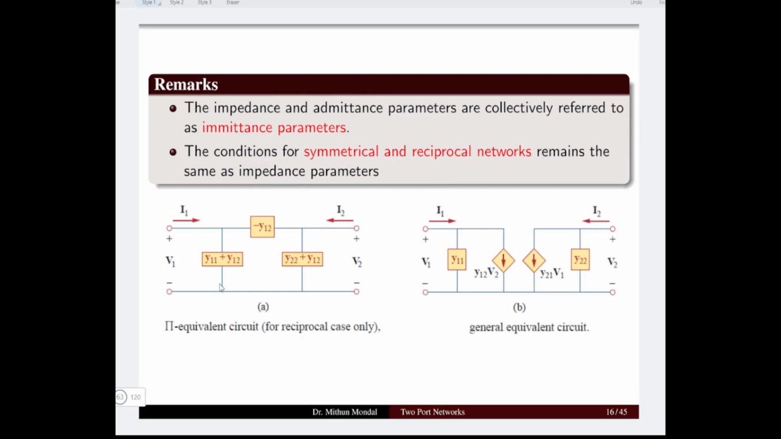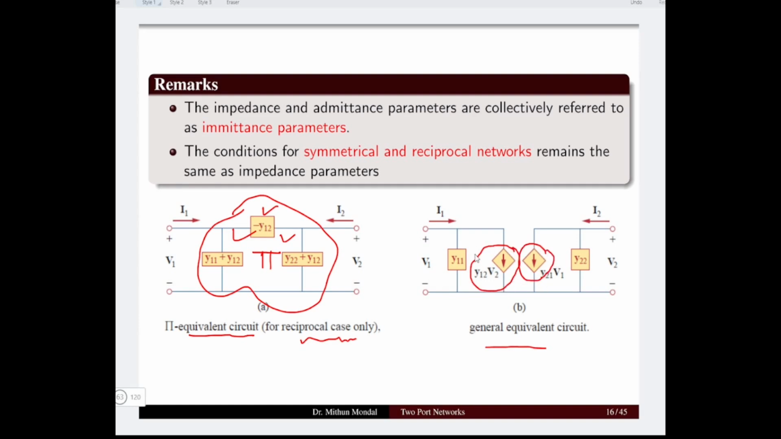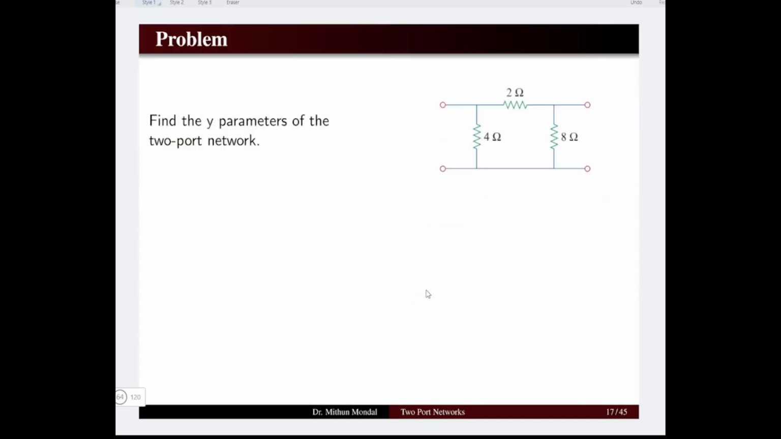Now here, when the terms Y11, Y12, Y21 are obtained, then the pi equivalent circuit, for the reciprocal case only, can be obtained. So this is the pi equivalent network which represents a two-port network with the associated terms. And for a general equivalent circuit, we can have a dependent current source connected at the input and a dependent current source connected at the output of a two-port network. So we can obtain the equivalent circuit of a two-port network in terms of admittance parameters for the reciprocal case as well as the general case.